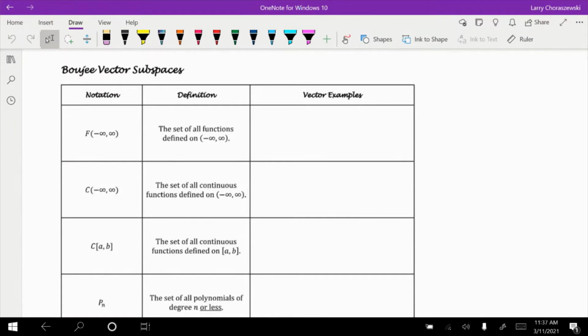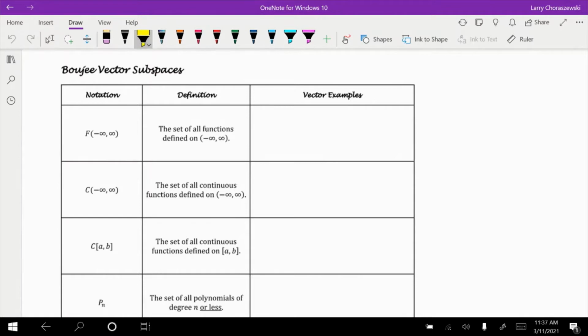So I'd like to give you some of the other standard types of subspaces, what the notation for them is, and include some examples of functions that you might see in these types of subspaces.